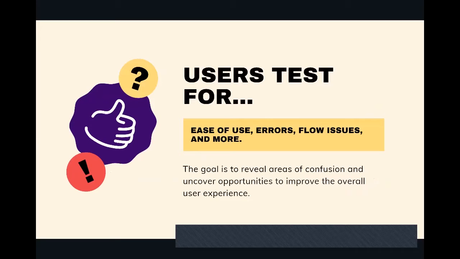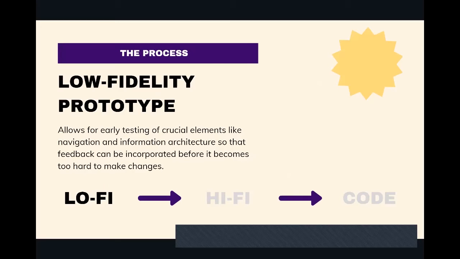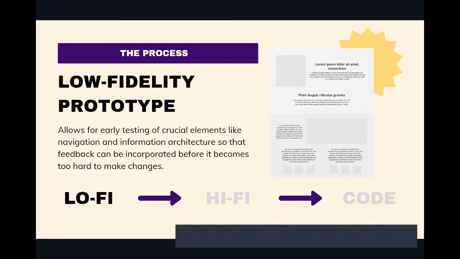So what do user testers test for? They test for ease of use, errors, flow issues, and more. The goal is to reveal areas of confusion and uncover opportunities to improve the overall user experience. So, the process. I've been hinting at a process this whole time by defining different aspects of it, like wireframes and user testing, but here's an actual breakdown of it.